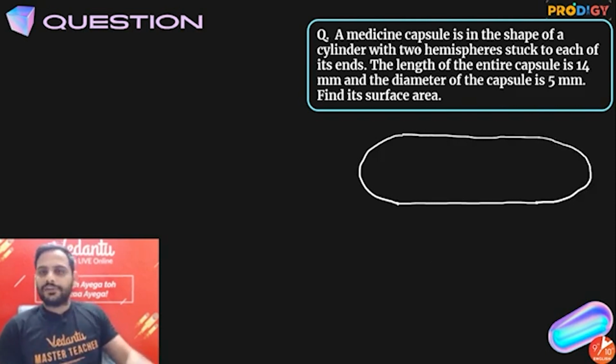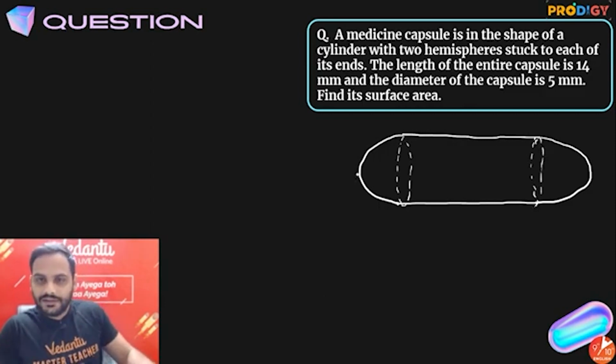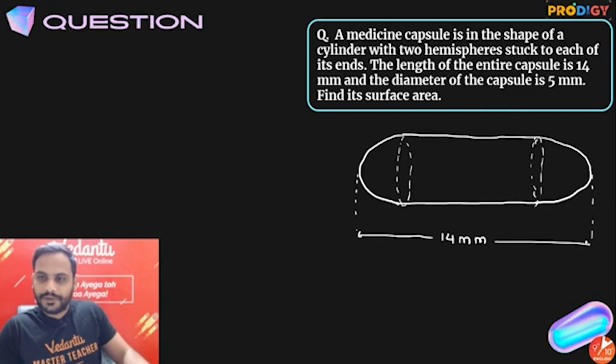Okay, this is what the capsule looks like. Shape of a cylinder with two hemispherical ends. Now they are saying that the length of this entire capsule is 14 mm. And the diameter of the capsule, diameter means this, is 5 mm.